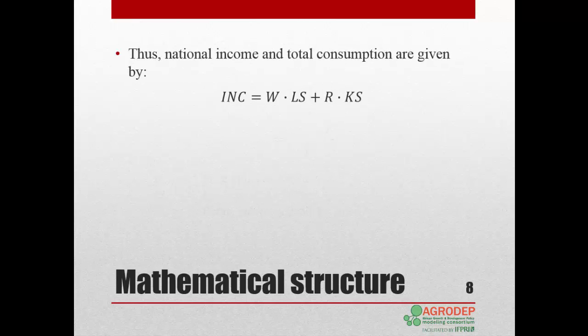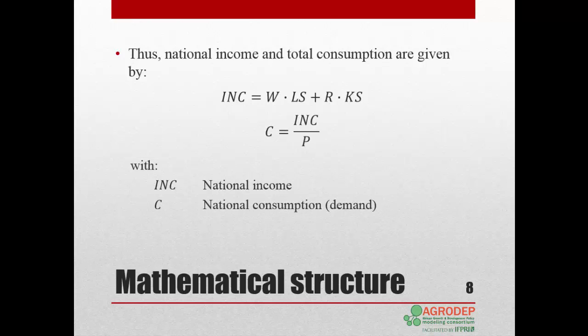We can now compute national income and total consumption as follows. Income is the sum of the remunerations for labor and capital. Consumption or demand is simply income divided by the price of the commodity produced, where income is national income and C is national consumption or demand.